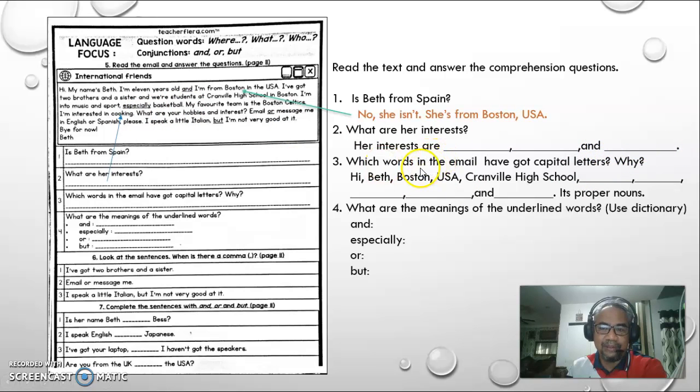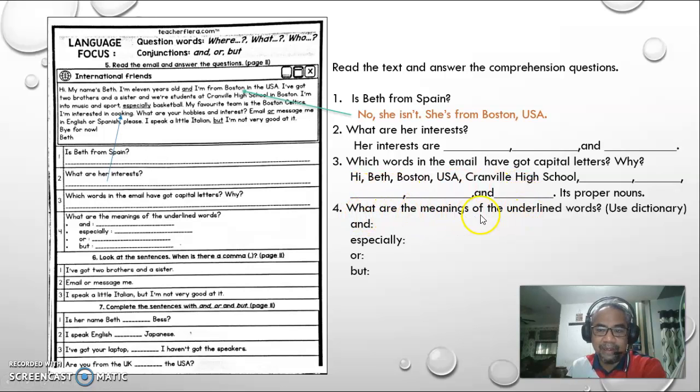Okay. Which words in the email have got capital letters? Okay. List down all the capital letters, the proper nouns, name of the places, name of the person, the beginning of the words, all that use capital letter, you just list down here.